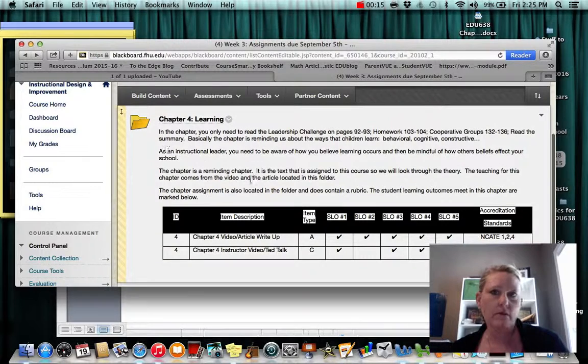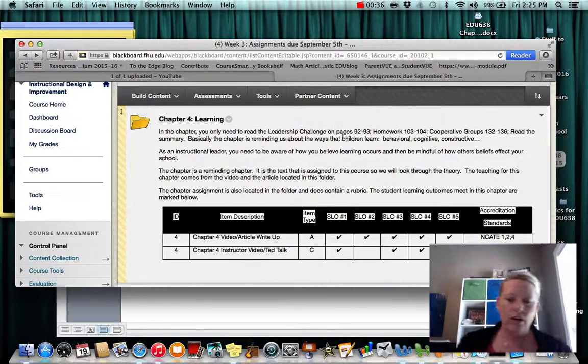When you go to Blackboard, you're going to see Chapter 4 Learning, and you'll see up at the top that in the chapter you only need to read the Leadership Challenge on pages 92 and 93, and you can look right through here and see what else you need to read. So you're not going to be reading the entire chapter.